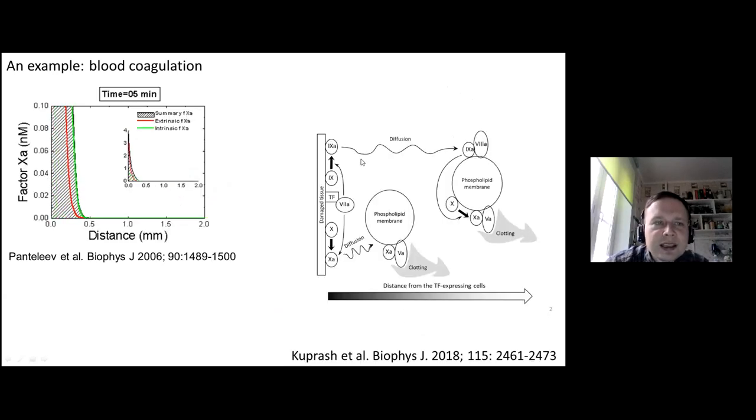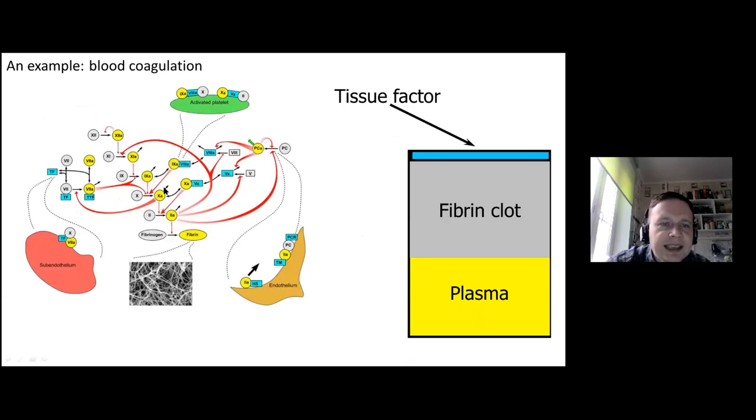We used computer modeling to understand which reactions contribute to the process of clotting propagation. Here you can see profiles of factor 10A. Let me go back to show. Factor 10A is a critical enzyme in blood coagulation, which is just one step above thrombin. Factor 10A controls thrombin and thrombin controls fibrin. So essentially, factor 10A is ultimately responsible for determining where clotting occurs.